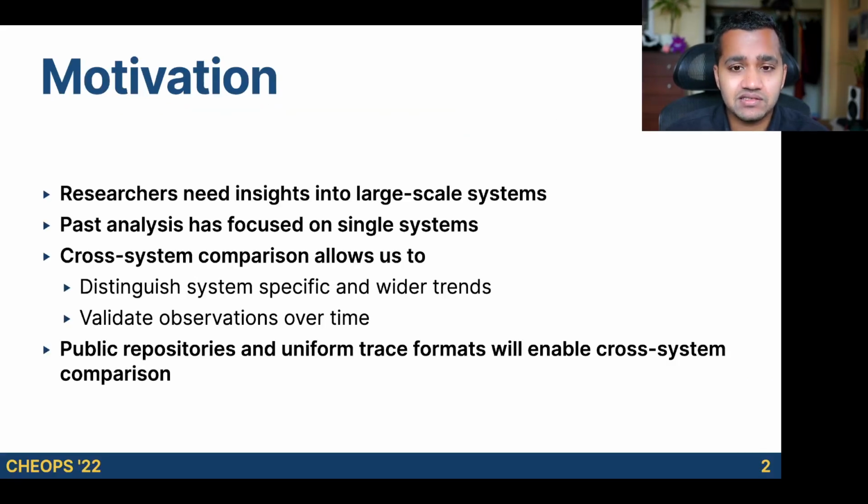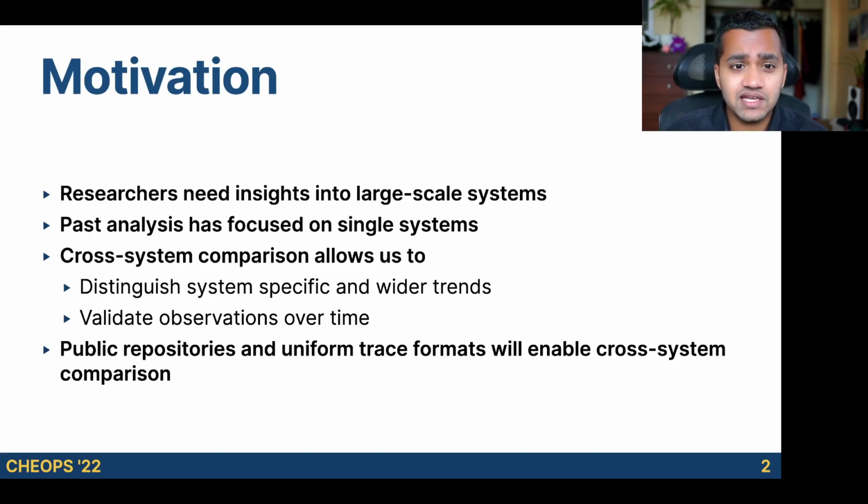Researchers need access to traces and logs of large-scale systems to really understand the data flow and internal workings of such systems. Unfortunately, such analysis is hard to come by. There's not many public trace analysis studies out there.